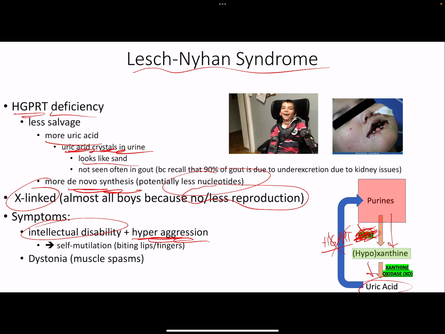There's self-mutilation. Often they have to have their arms pinned down. Sometimes they have to have some sort of mouth guard to prevent them. They'll bite their lips off and they will try to bite their fingers off. It's absolutely horrible. They also have dystonia, so they're going to have sporadic muscle spasms.